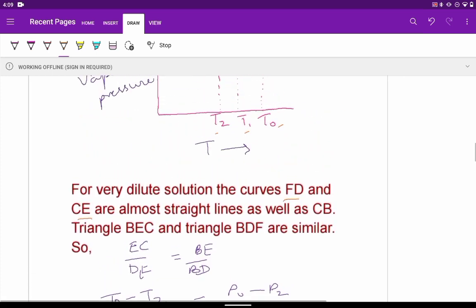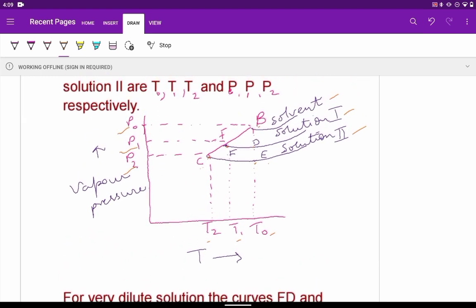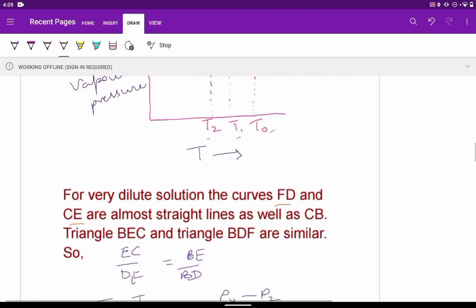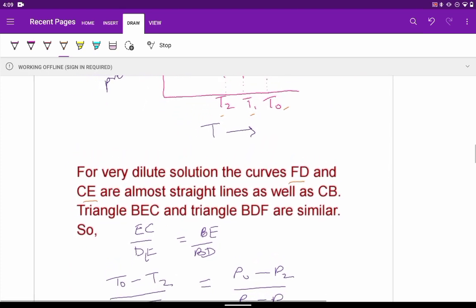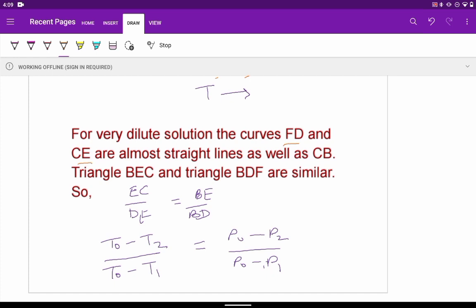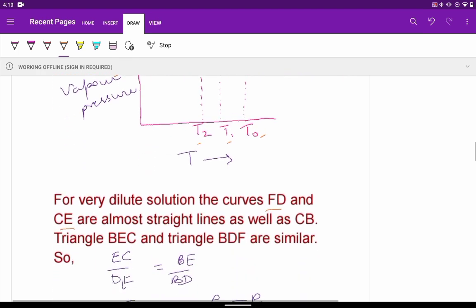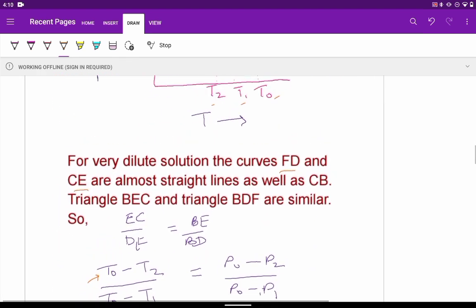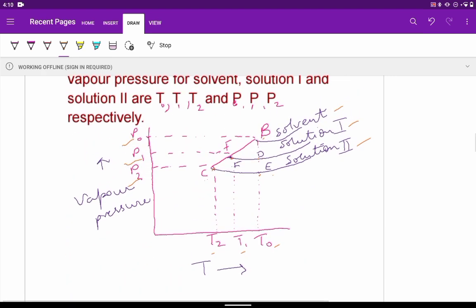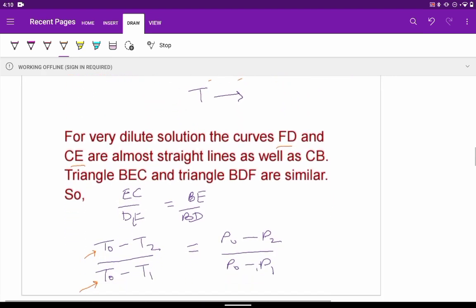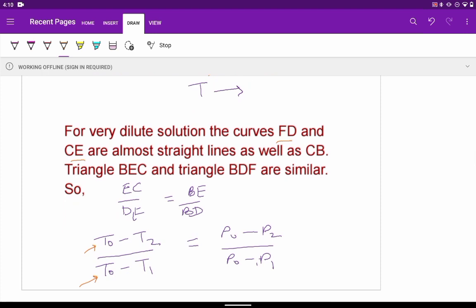So what is EC? In the graph we see EC, E to C. EC will be equal to T0 minus T2, divided by DF. In place of DF, we can write T0 minus T1, which will be equal to BE. What is BE? You see B to E. B to E is P0 minus P2. So we have P0 minus P2 by P0 minus P1.